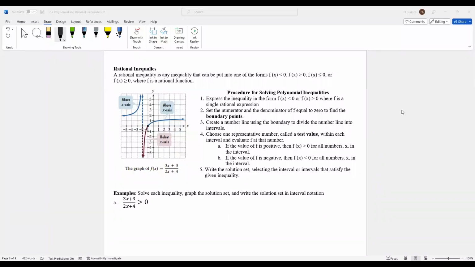Very similarly, we can do something with rational inequalities. And I notice this says inequalities. Let's fix that. Inequalities. There we go. All right. So what is a rational inequality?